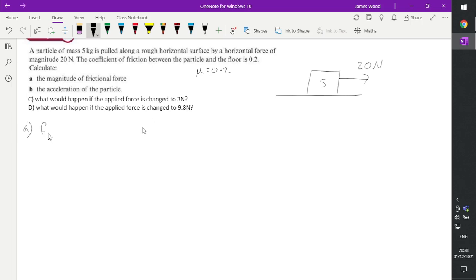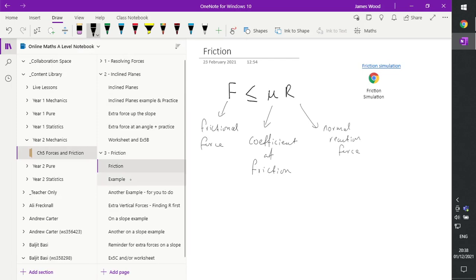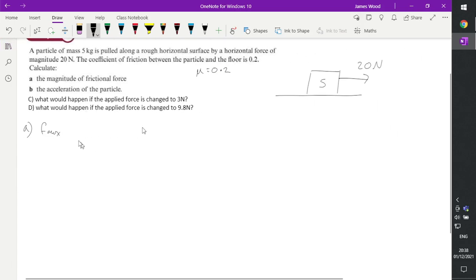So let's first of all find out what the maximum friction is. Now we can either use it as an inequality like before, or we can just say the maximum friction available is equal to mu R. So in this case it's going to be 0.2 times the reaction force here, which is R, and that is just going to be equal and opposite to the weight, 5g, because there's no other forces acting up or down. So it's just going to be times 5g. So when I calculate this, 0.2 times 5 times 9.8, we're going to obviously get 9.8. So 9.8 newtons, that is the maximum friction available.